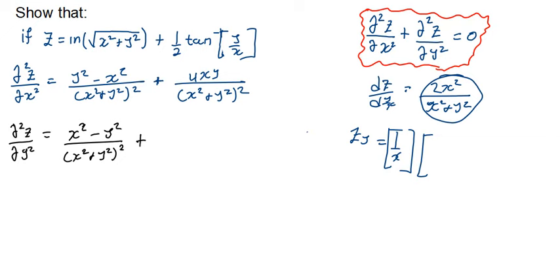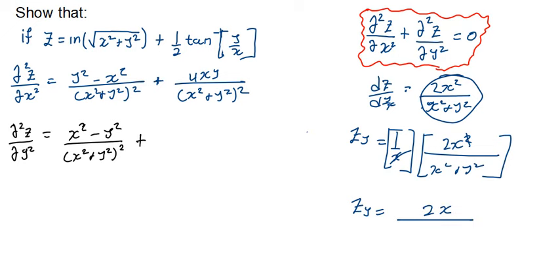That's simply what we have. We have 2x squared divided by x squared plus y squared, like that. Then this can go, and we have one of them that can go there. So it's our zy, which is going to be 2x over x squared plus y squared.